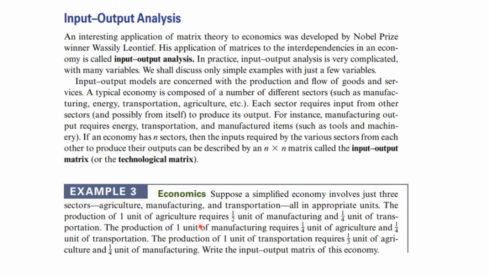1 unit of agriculture requires a half unit of manufacturing and 1/4 unit of transportation. So this is how we put it in the matrix. The production of 1 unit of manufacturing requires a 1/4 unit of agriculture, and all of these things. So we're going to write the input-output matrix, and let's just remember that 1 unit of agriculture requires a half unit of manufacturing and a 1/4 unit of transportation.